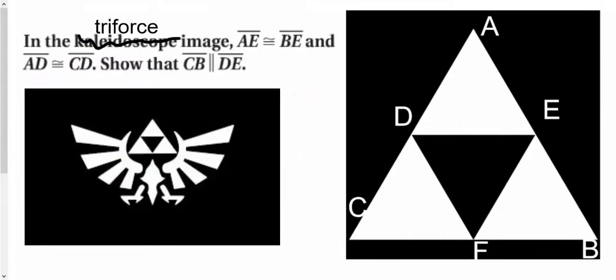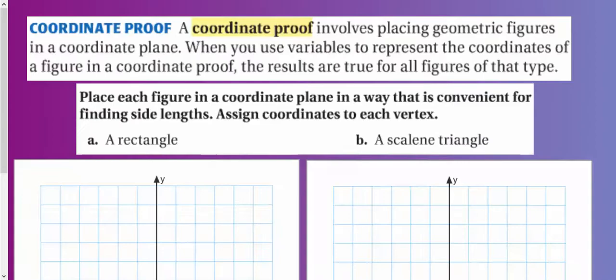All right, show that CB is parallel to DE. So AE is congruent to BE. That makes this a midpoint. And AD is congruent to CD, so that makes that a midpoint. So if I connect the two midpoints using the midsegment theorem, that means that DE must be parallel to CB. This is from Zelda, by the way. If you've ever seen Zelda, this is the Triforce.